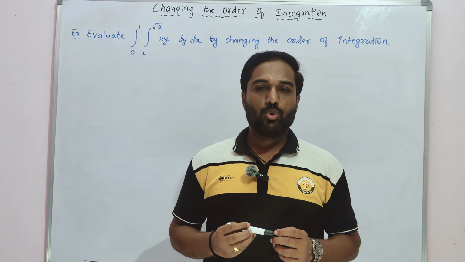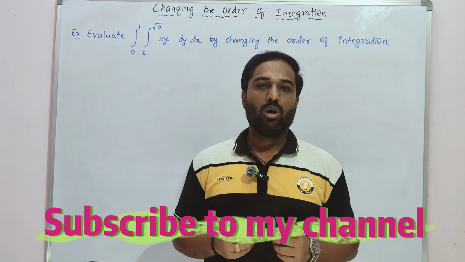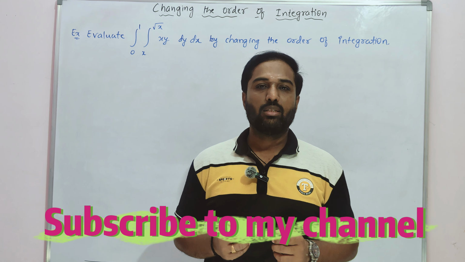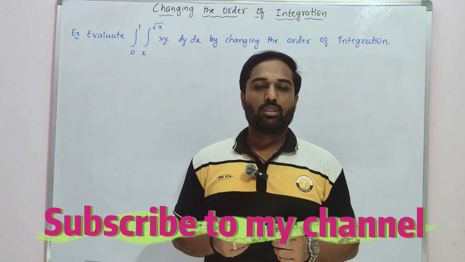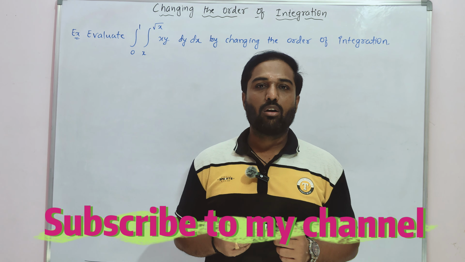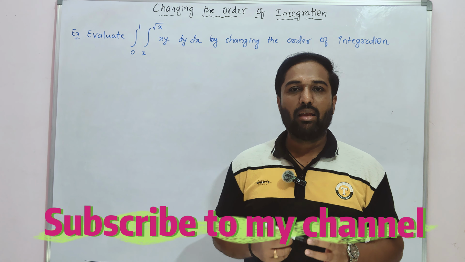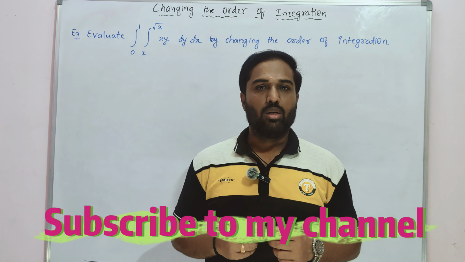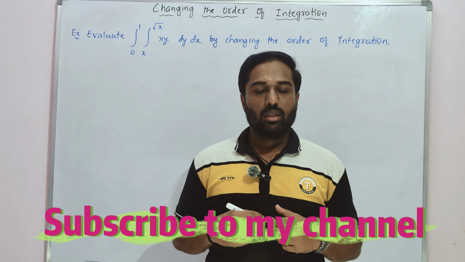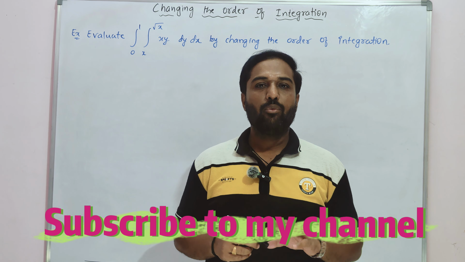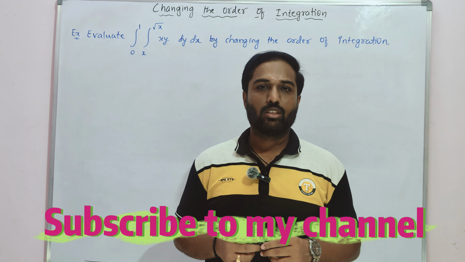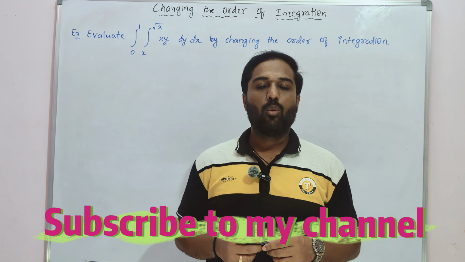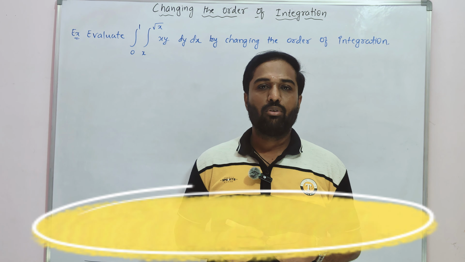In the last class, we discussed an important derivation, the relationship between beta and gamma functions. Today we'll discuss one more important concept in double and triple integrals, that is changing the order of integration. How can we evaluate the given double integral by changing its order? The limits will be given initially and we need to reverse its order. Let us see how we can solve such problems.